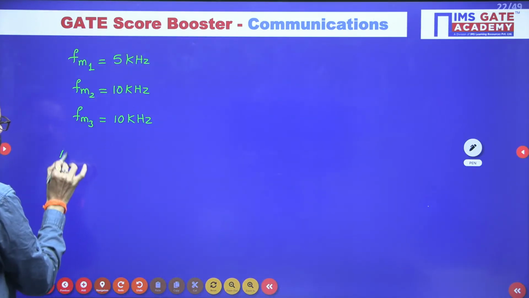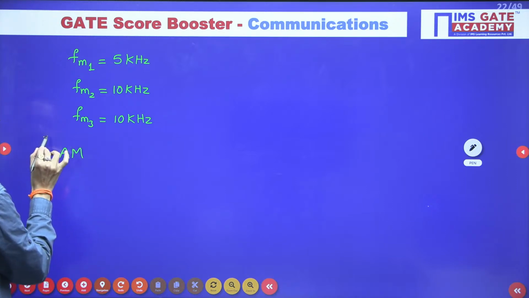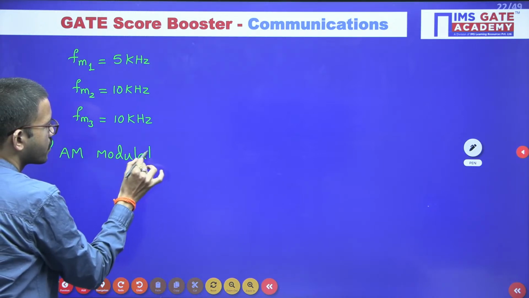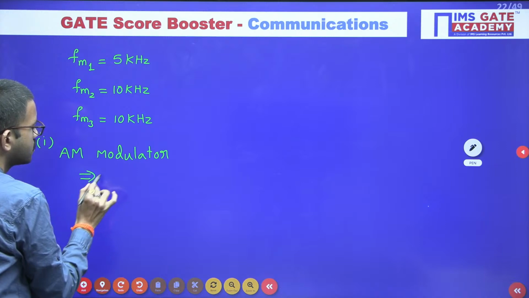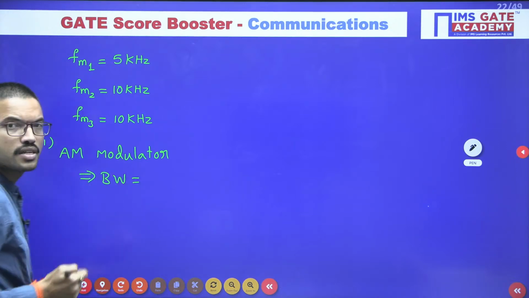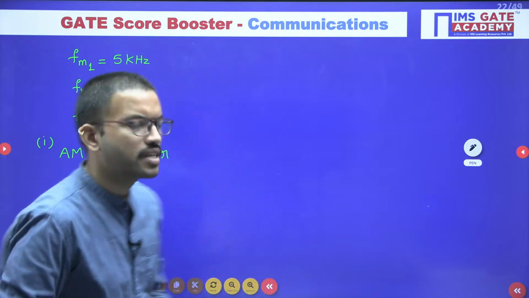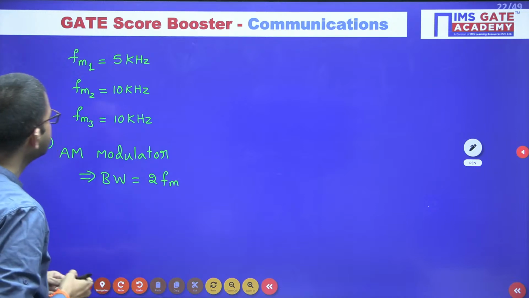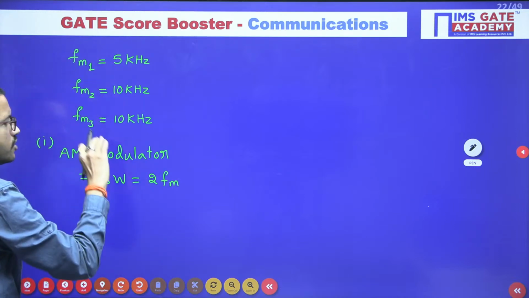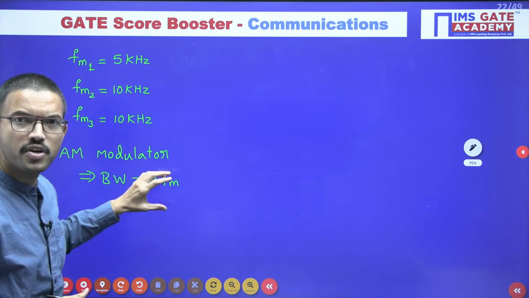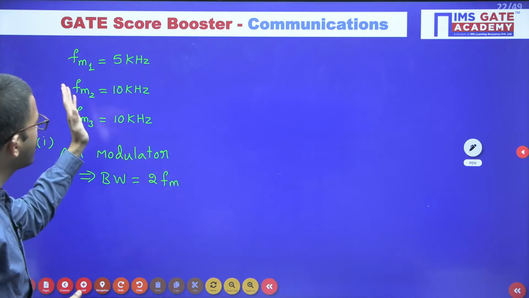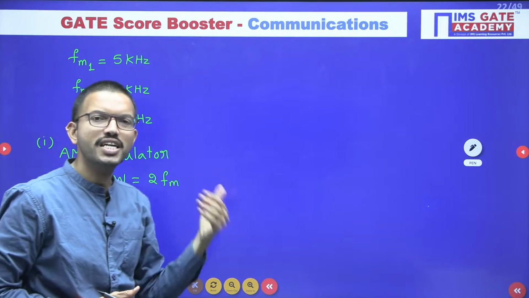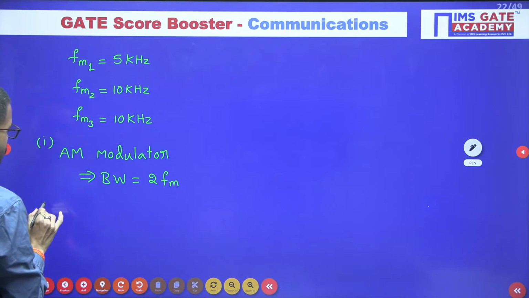How much bandwidth do we require whenever we are using an AM modulator, in case 1? The bandwidth is 2 times the maximum frequency of the message signal, that is 2 into FM. For this signal we have used an AM modulator, for this signal an AM modulator, and for this signal an AM modulator. So the corresponding bandwidth is the signal frequency multiplied by 2.